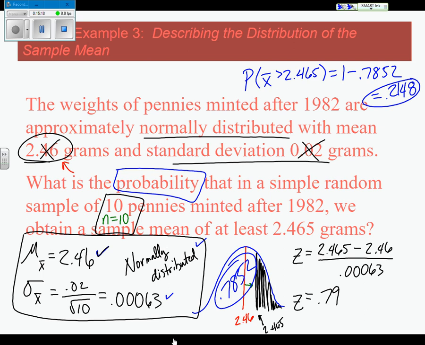Recap real quick. I take 10 pennies minted after 1982. I have a 21.48% chance that their average weight will be at least 2.465. I'm hoping you guys notice that there's not a lot of change on this as far as what we did last week. Clumping all this together, I don't think it's going to be very hard. The only new thing you have to worry about is everything down here in this box: the mean stays the same, but being able to find a new standard deviation and then applying it to the problem. We'll do that again in just a minute.